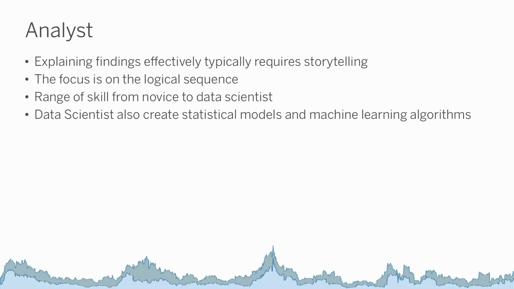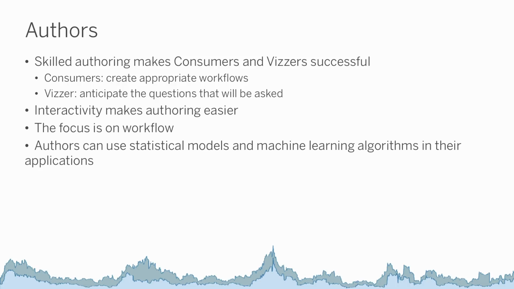And the interesting thing, and we'll get to this in a moment, this is a transition to author: data scientists in particular also come up with statistical models and machine learning algorithms that can be used for authoring applications. So that brings me to my final slide here, which is authors. In your organization, a key role is the author role. Because if you think about it, the authors are the ones who are more likely than anyone else to make the consumers and the visitors successful.